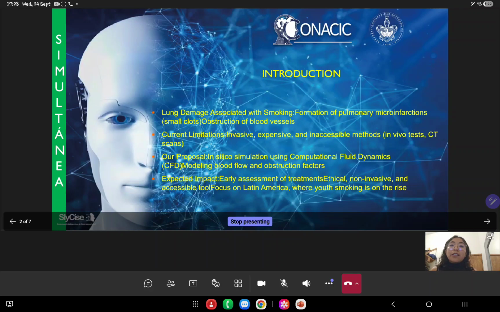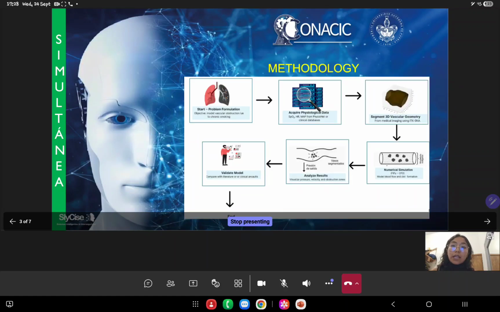Clinically, they are very difficult to detect with conventional imaging techniques like tomography. For this reason, we propose in silico simulation using computational fluid dynamics, or CFD, to model the blood flow and obstruction factors. This process is a safe, ethical, and cost-effective way. So how can we do that?